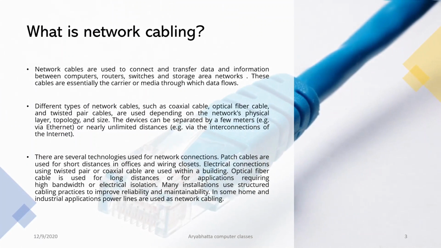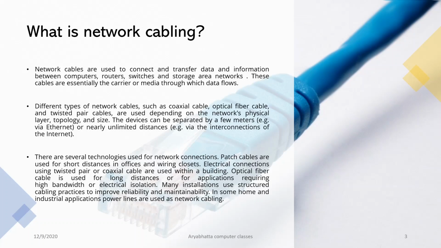So first, what is network cabling. Network cables are used to connect and transfer data and information between computers. As we all know, there are two types of transmission media: one is wired, and the other is wireless. Wired compulsorily needs a wiring connection between the networks, like computer to computer, computer to switch, computer to servers, and wireless is another technology. We will also take a look at wireless in my next videos. So today we are going to learn the first one, LAN cabling.